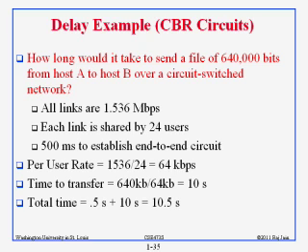Delay. First thing we measure about a packet is how long it will take. The delay consists of several parts. Here's an example. We want to send 640,000 bits over a circuit switch network, and all the links are 1.536 megabits per second. Each link is shared by 24 users, and it takes 500 milliseconds to establish the end-to-end circuit.